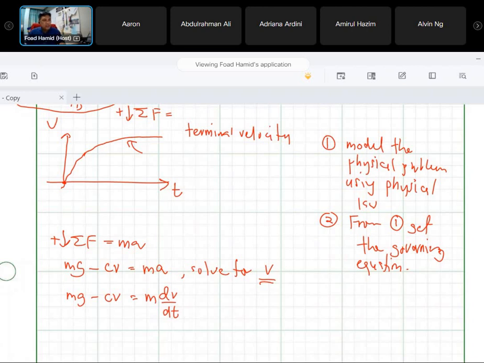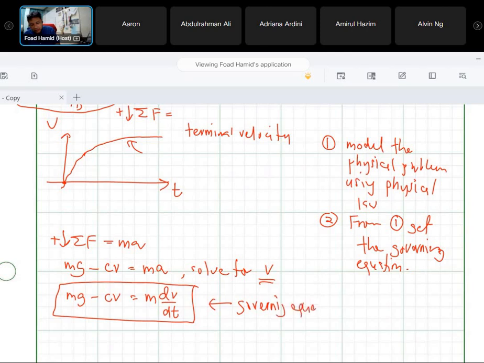Can we use algebra to solve this governing equation? Remember I talked about the types of math that we can use. We can use algebra, we can use calculus, and so on, right? So in this case, can we solve this using algebra? Anyone?